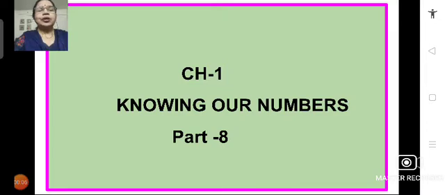In today's session, we are going to learn about the Roman numeral system. Children, apart from the Hindu-Arabic system of numerals, we have an early system of numbers, that is Roman numerals. Let's see how we write Roman numerals and what are the rules that we follow.